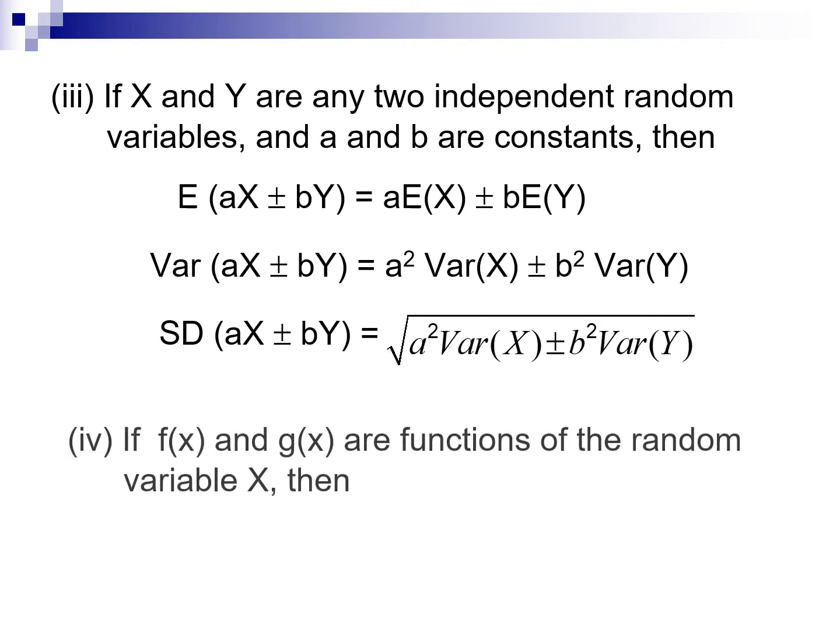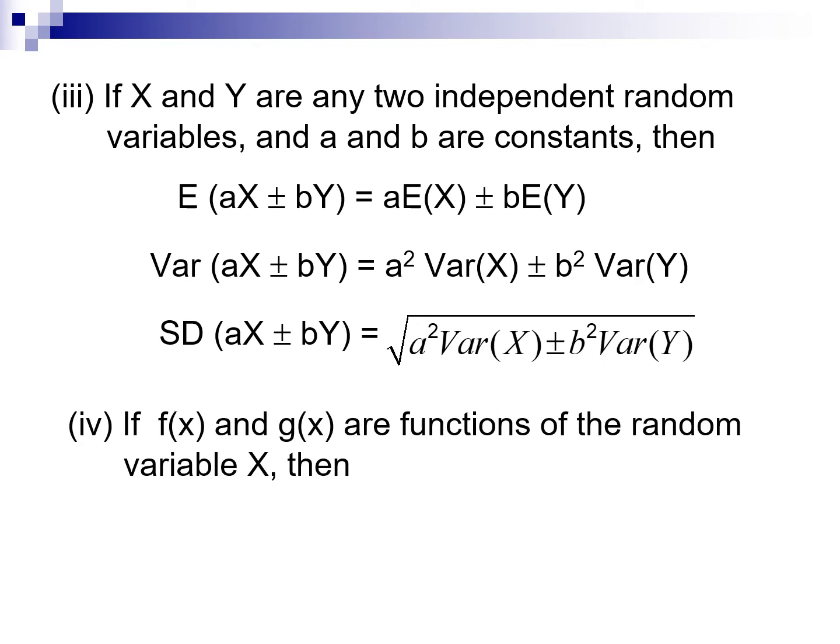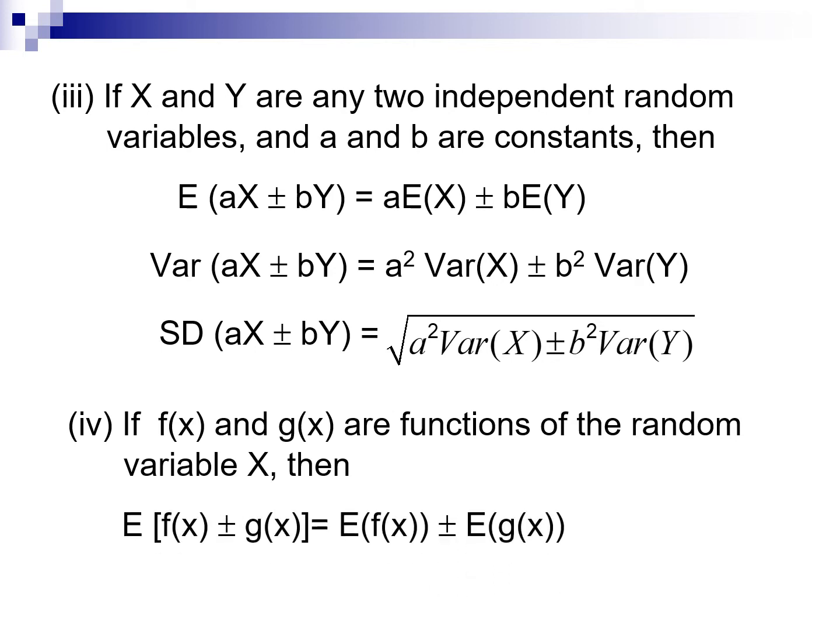Law number 4: if f(x) and g(x) are functions of the random variable x, then the expected value of f(x) plus or minus g(x) is the same as the expected value of f(x) plus or minus the expected value of g(x).